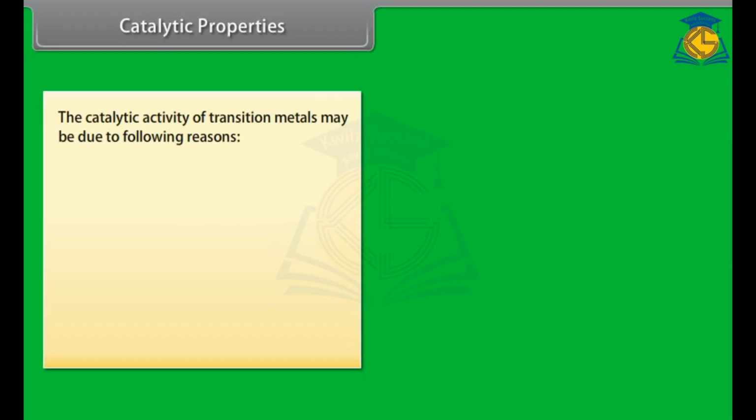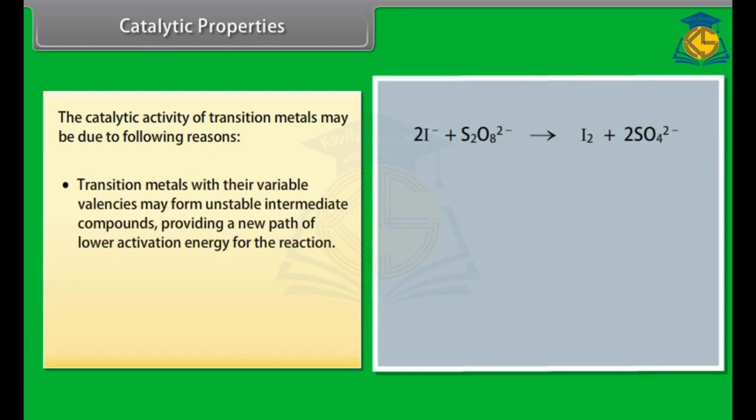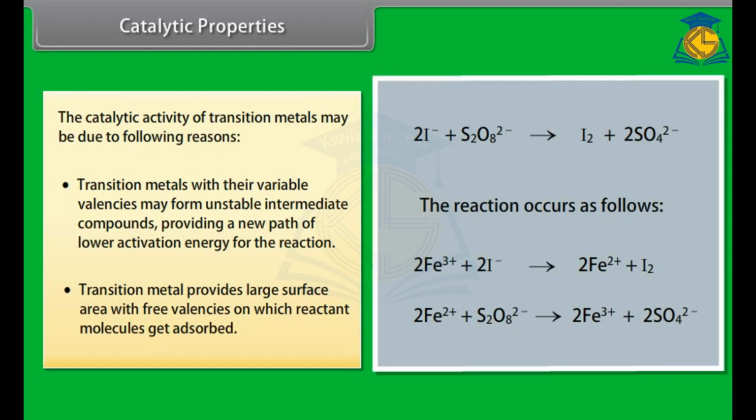Catalytic properties. The catalytic activity of transition metals may be due to the following reasons. Transition metals with their variable valencies may form unstable intermediate compounds, providing a new path of lower activation energy for a reaction. For example, iron catalyzes the reaction between iodide and persulfate ions. Transition metal provides a large surface area with free valencies on which reactant molecules get adsorbed. This has the effect of increasing the concentration of reactants on the catalyst surface and also weakening of bonds in the reacting molecules.